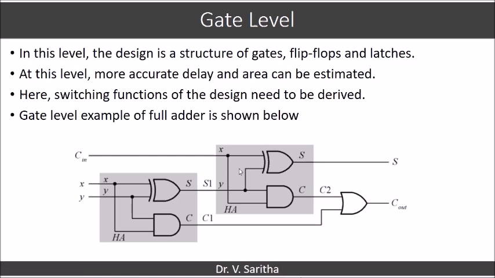So here switching functions of the design need to be derived. A gate level example of a full adder is shown in this case. Normally, a full adder can be constructed using a 3 input XOR gate, 3 AND gates and 1 OR gate. And in this form, using 2 XOR gates, 2 AND gates and 1 OR gate also we can construct. This is the reason why I told you that at RTL level we can just approximately calculate the delay, but in the case of gate level we can calculate it accurately because all the gates involved in the design can be known.